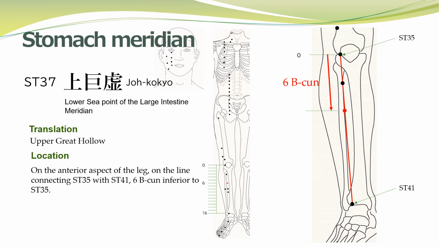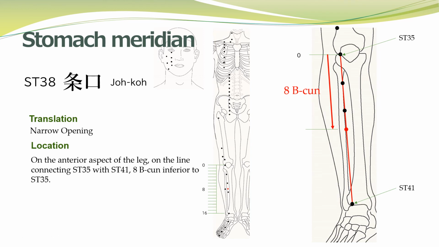ST37. Upper great hollow. On the anterior aspect of the leg, on the line connecting ST35 with ST41, 6 fcun inferior to ST35. ST38. Narrow opening. On the anterior aspect of the leg, on the line connecting ST35 with ST41, 8 fcun inferior to ST35.